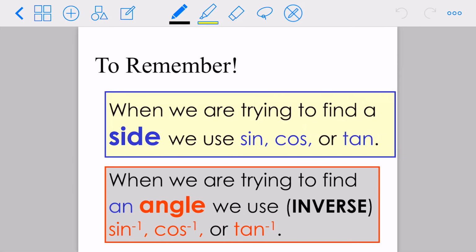So remember, this is something that you might want to write down on the back of your unit circle. When you're trying to find a side, we use sine, cosine, tangent, just our regular old sine, cosine, tangent buttons on our calculator. However, when we're trying to find an angle, we're going to use the inverse sine, the inverse of cosine, and the inverse of tangent buttons.